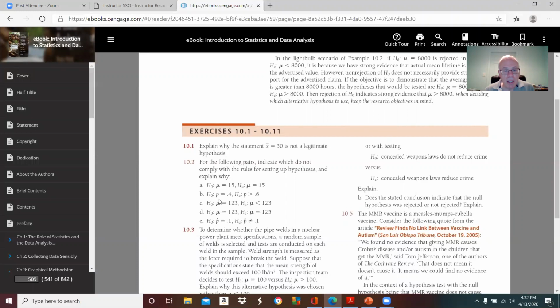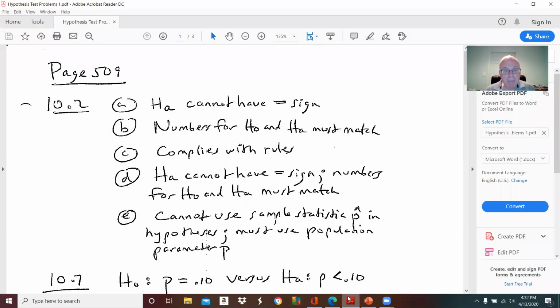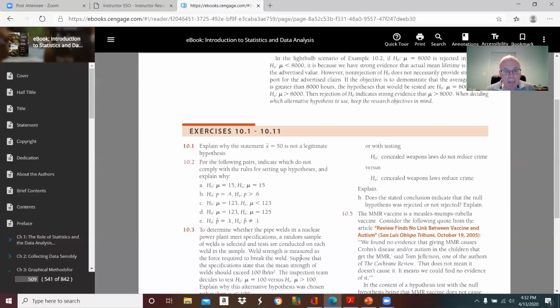Second one says P is the null hypothesis, P is equal to 0.4. The alternative is that P is greater than 0.6. Well, the P is okay, the greater than is okay, the equal to here is okay. What's not right is that these two numbers don't match. The two numbers have to match, and that's the problem with part B. The numbers for the two hypotheses have to match.